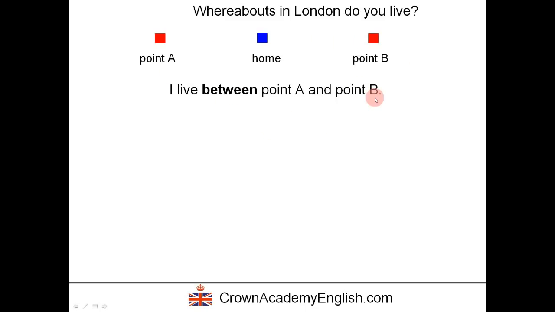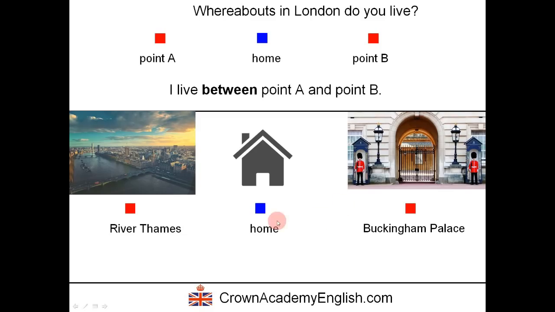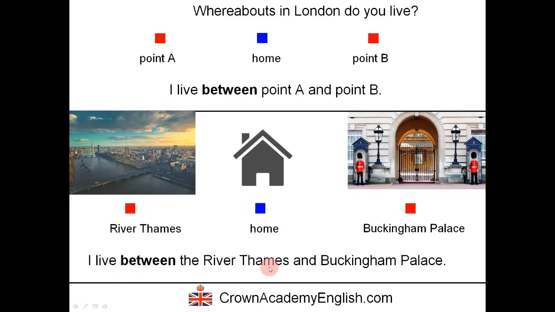Okay, so this is the general structure. Now let's give a real life example for someone who lives in London. So the home is here in the middle of the River Thames and Buckingham Palace. And if you look on a map of London, you will see that Buckingham Palace and the River Thames are quite close to each other. So there are a few roads that are in the middle. So here we can say I live between the River Thames and Buckingham Palace. In the middle. Between. So try to remember this word as well. It's a very, very useful way of explaining and describing your location.